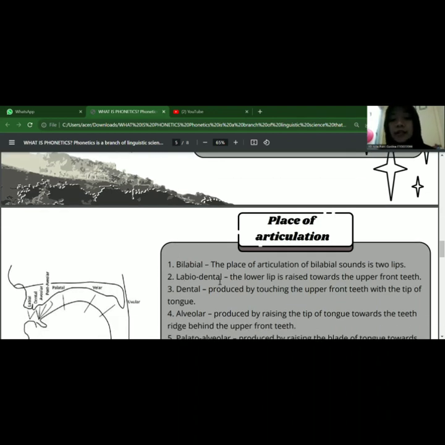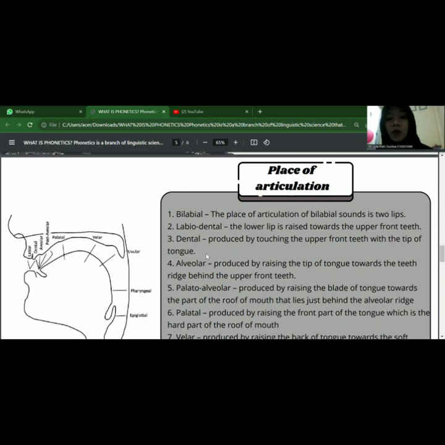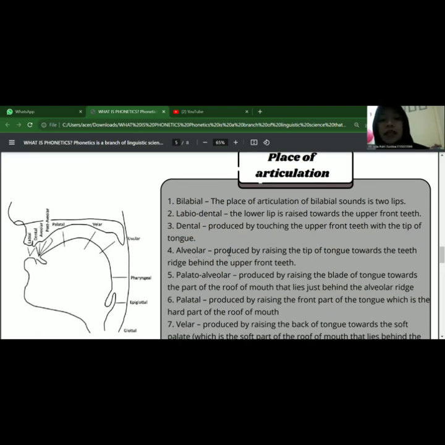And labiodental is when the lower lip is raised towards the upper front teeth, like what I have explained before about lips. When our teeth meet our lips, we will pronounce F and V. So labiodental will produce the letters F and V. And the third one is dental, produced by touching the upper front teeth with the tip of the tongue. Two dental sounds occur in English, voiced and voiceless. And the fourth one is alveolar, produced by raising the tip of the tongue towards the teeth ridge behind the upper front teeth.